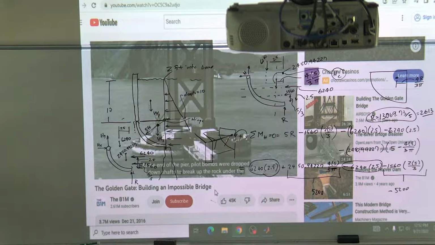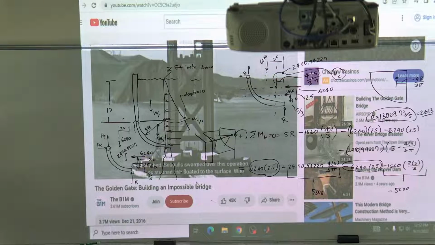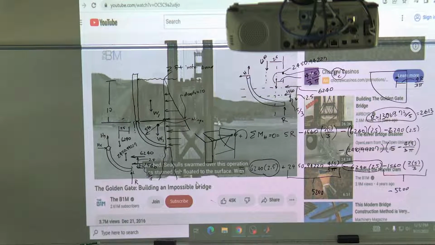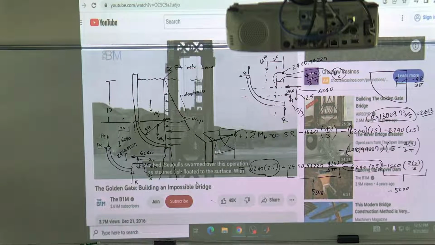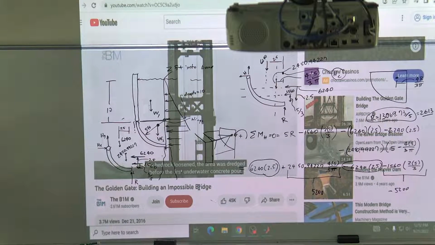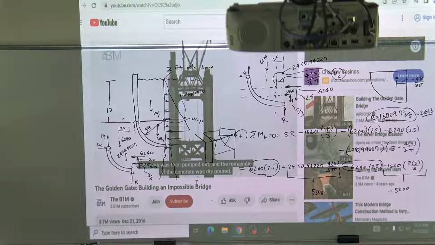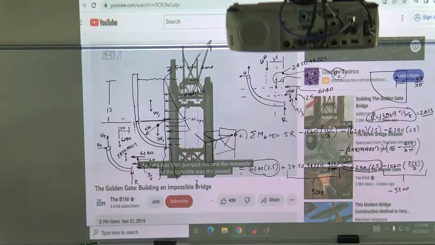At the end of the pier, pilot bombs would drop down shafts to break up the rock under the seabed. Seagulls swarmed over this operation as stunned fish floated to the surface. With the bedrock loosened, the area was first dredged before the underwater concrete pour. The area was then pumped out, and the remainder of the concrete was poured dry.